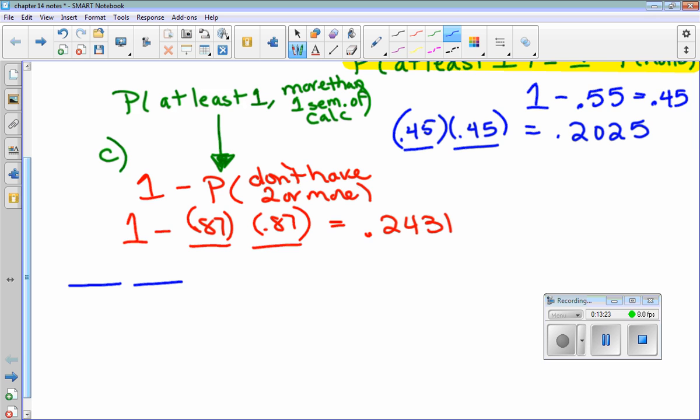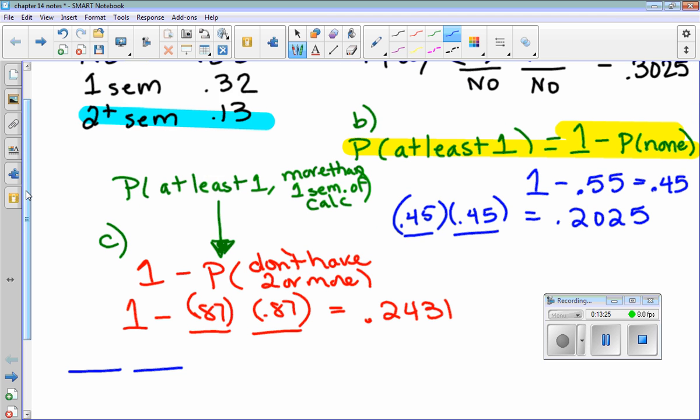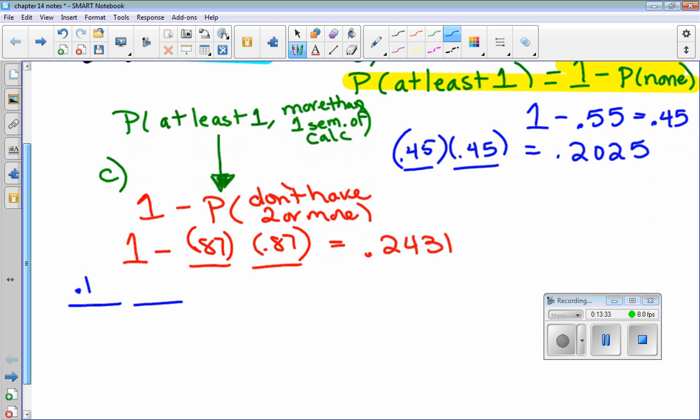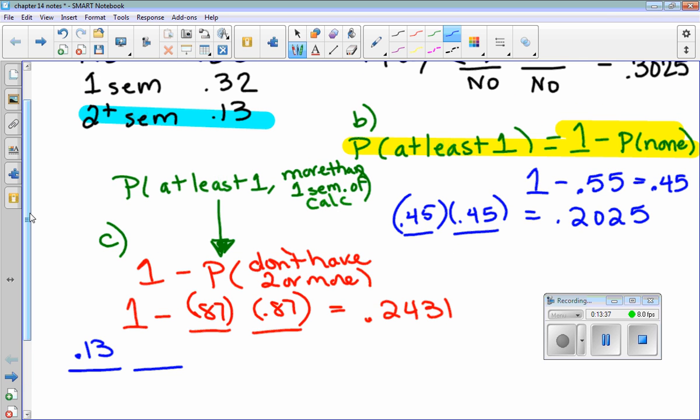So, I have groups of 2 people, okay? I want that at least one of these 2 people has to have more than 1 semester, which means has to have 2 or more. So I'm going to say that 0.13 goes here. Would you agree with that? Is that the probability that is associated with 2 or more semesters? Yes, no, maybe so. Okay?